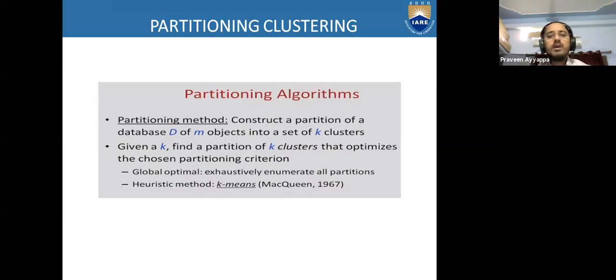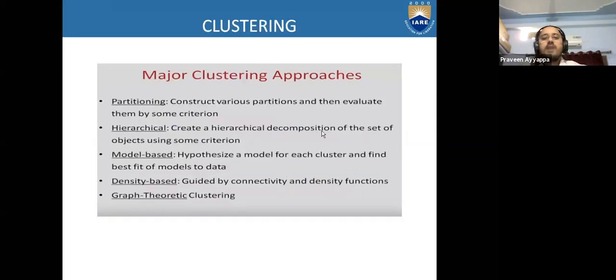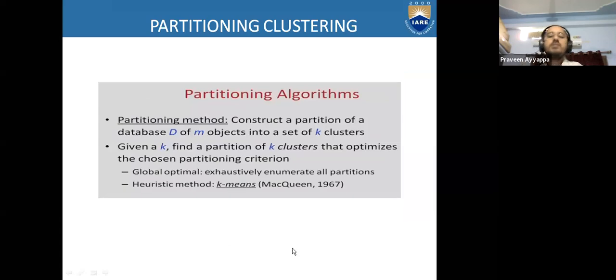Given a K, find a partition of K clusters that optimizes the chosen partitioning criterion. So what do you mean by here given a K? If you look into the previous slide, we have construct various partitions and then evaluate them by some criterion. So what do you mean by this criterion? This criterion is nothing but what we have here, given a K. So into how many clusters can the database having M objects be divided? With these M objects, we are going to divide them into K clusters.